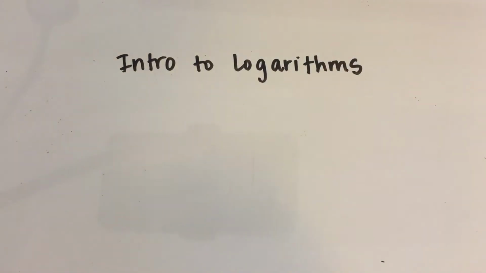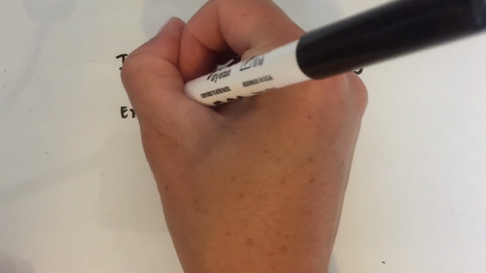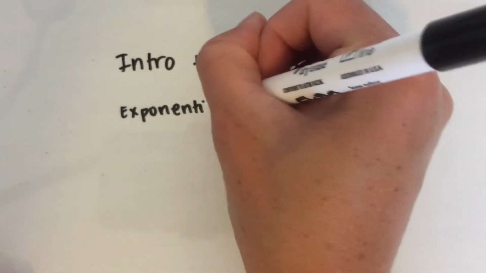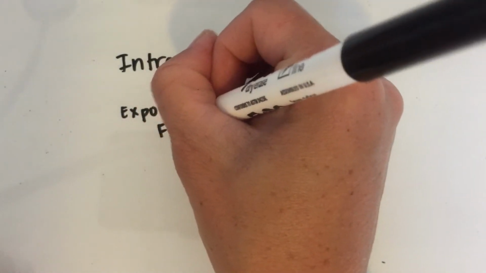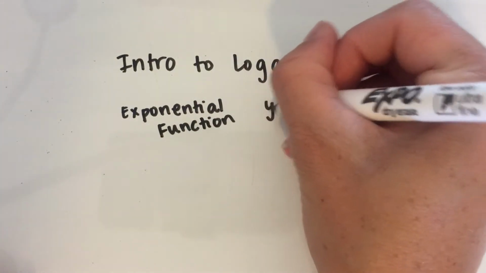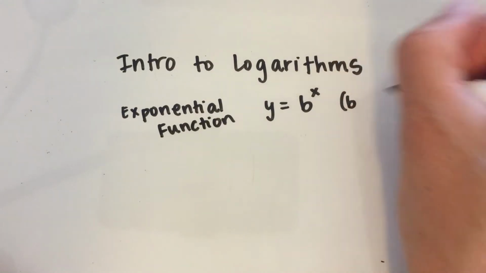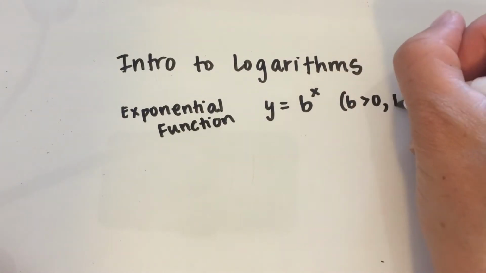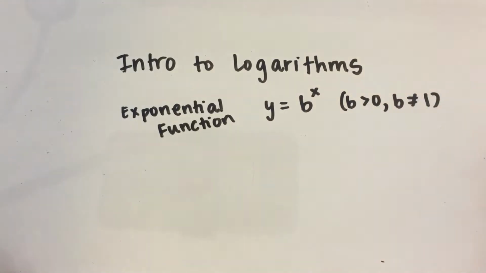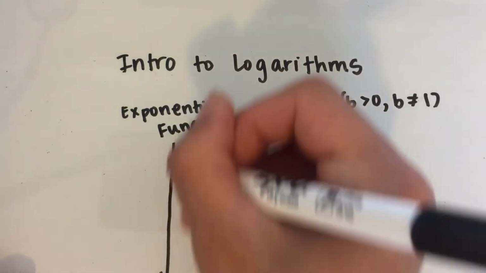In this video, I will be going over an introduction to a function called a logarithm. So first, I'm going to start by reviewing the exponential function, which looks like y equals b to the x, where b is positive, or in other words, greater than 0, and b does not equal 1. So b here can be any number that's greater than 0 and not 1.